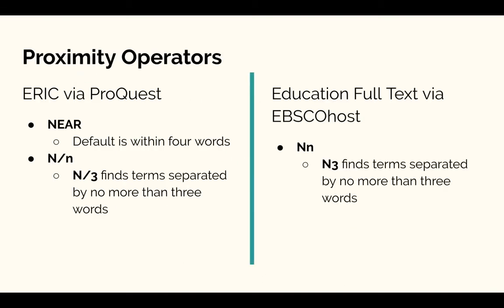For example, we learned that the correct syntax for proximity operators in ERIC via ProQuest has two forms. Near, the default, finds terms within 4 words. In order to specify a different number, shorten near to n, add a slash, and the maximum number desired of words separating the terms. In Education Full Text via EBSCOhost, use a capital N immediately followed by the number up to a maximum of 255.